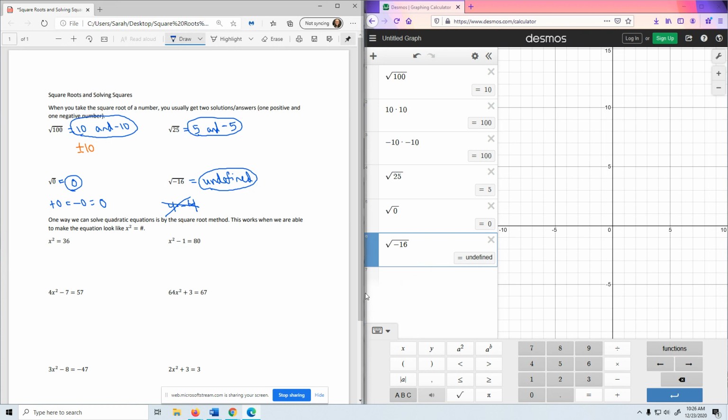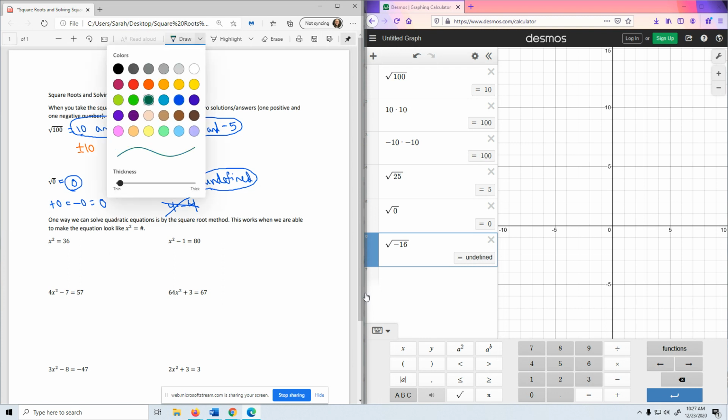So the main goal for what we're going to do today is to solve these equations like we see at the bottom here. We can solve these equations by taking square roots if we're able to make the equation look like x squared equals number. Sometimes equations will start like that, like this first one, and we can just dive right in. Other times, like the rest of these equations, we'll need to get x squared by itself first.